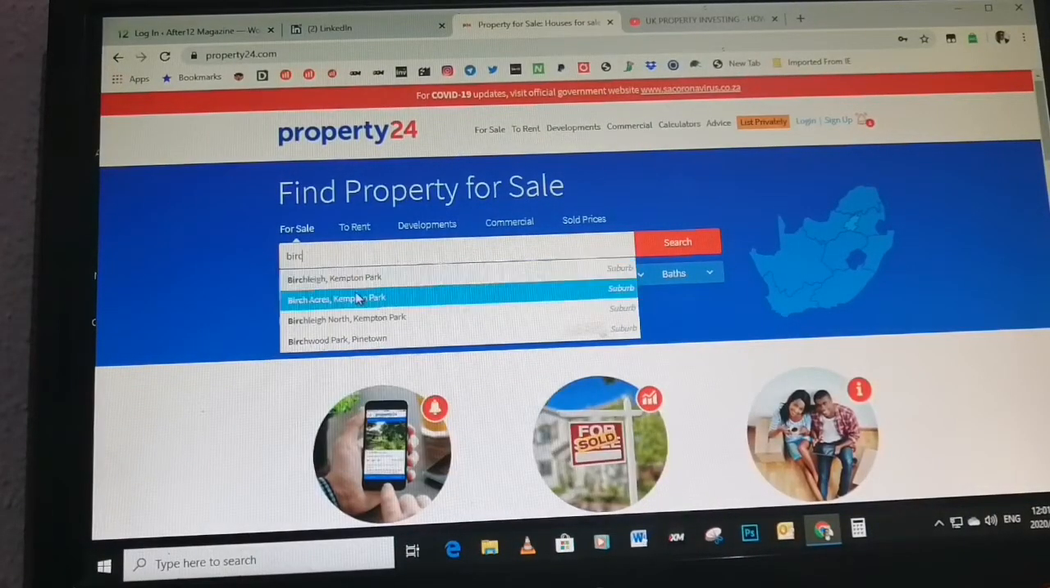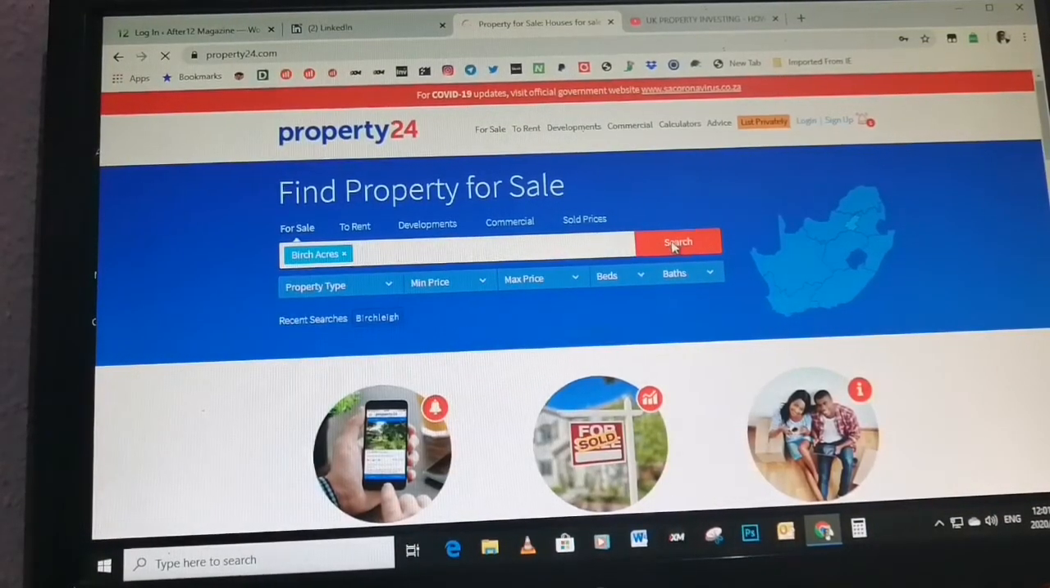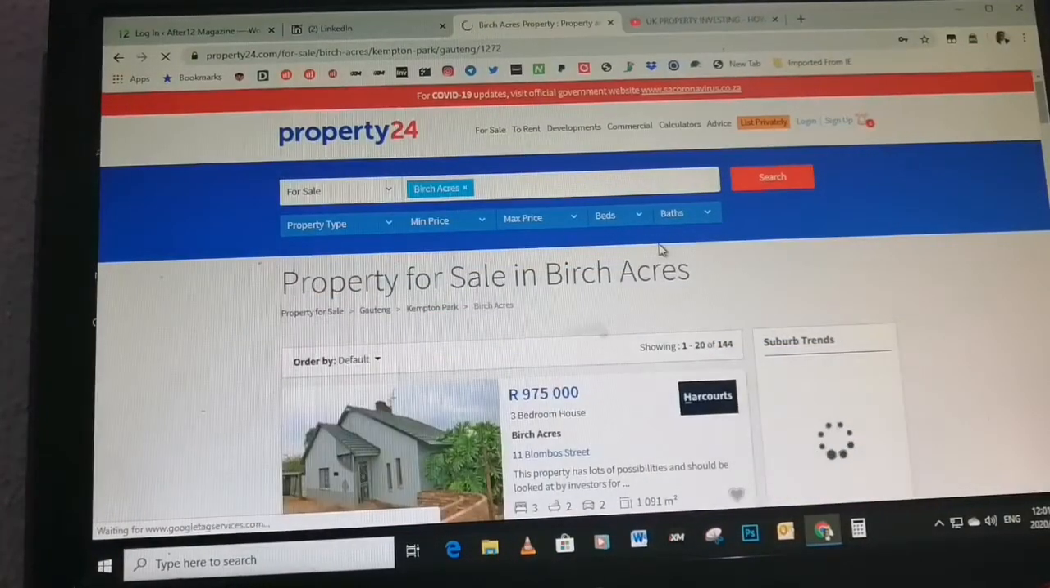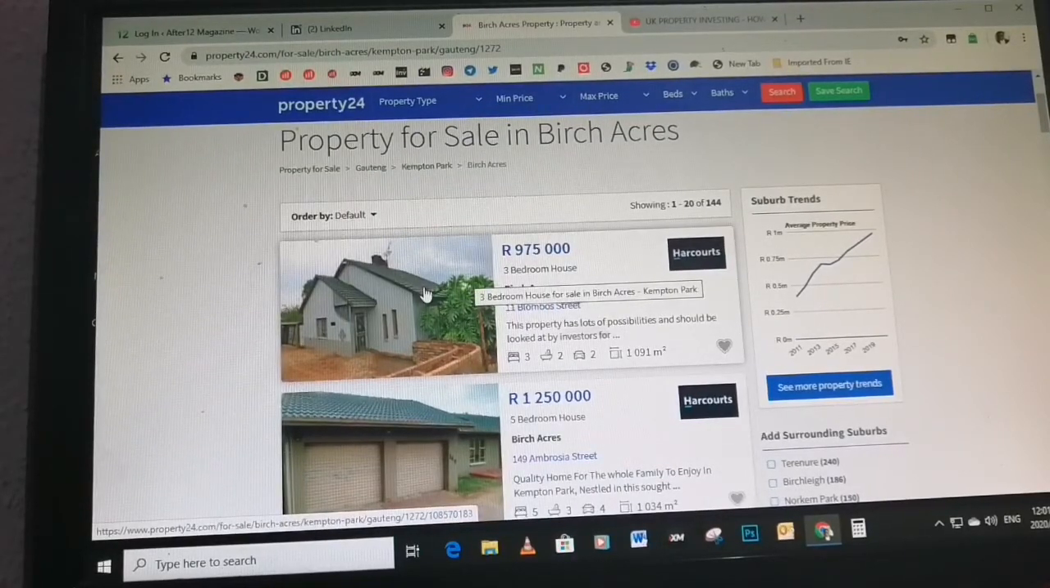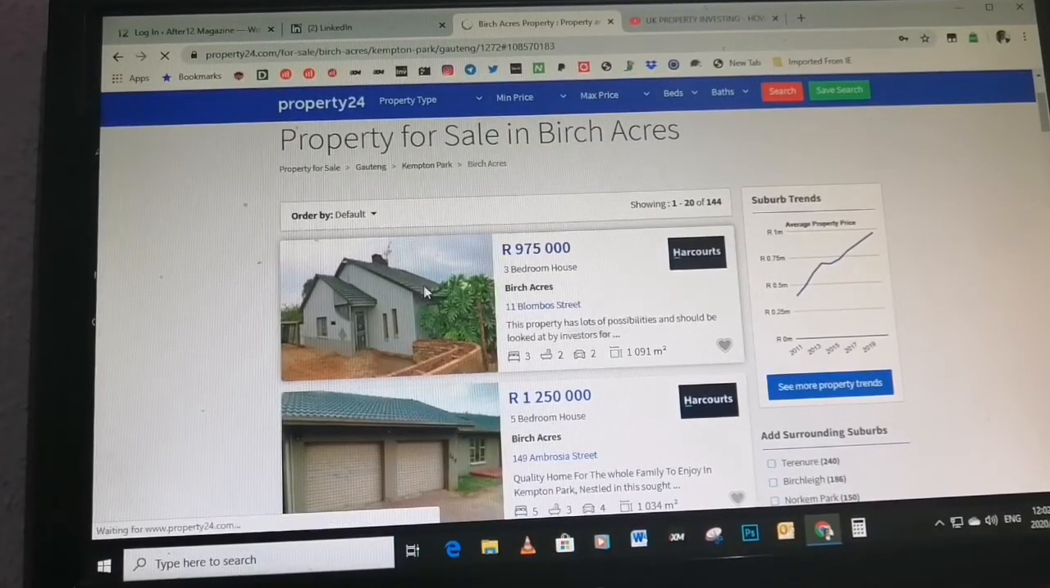So what we're going to do is head over to Property24 and search for the location that we are fascinated by. And we're just going to pick the first house we find on top, and this one goes for 975,000 Rand.